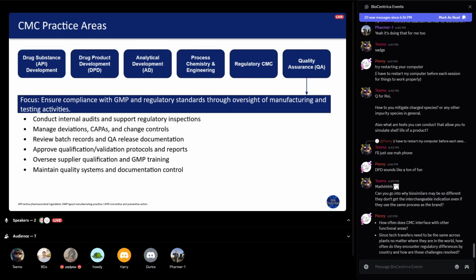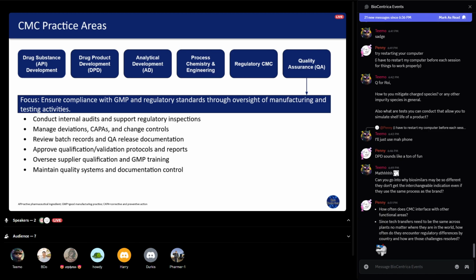Quality assurance is the last one, and quality assurance is the police in a way. They make sure that everything you did was correct and all of the GMP regulatory standards, everything was done according to any guidances that were published, right? And they do a lot of this oversight. So they do internal audits all the time and support regulatory inspections. They can definitely manage any of these corrective preventative action plans, which is a CAPA, and change controls.